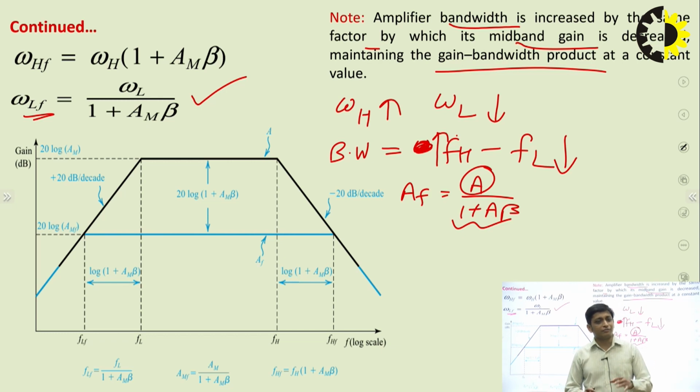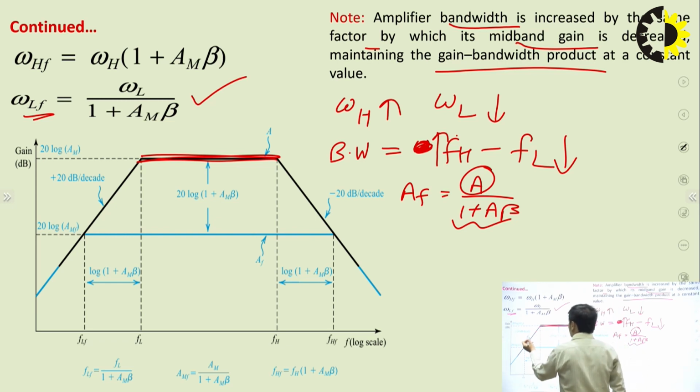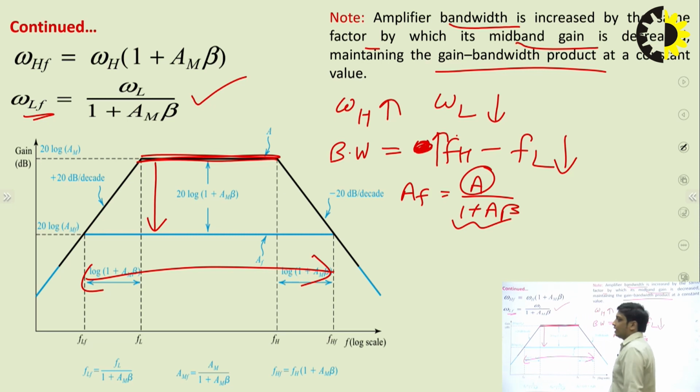If the gain is reduced, then in order to increase the gain, we can go for multi-stage amplifiers also. That is a different topic. From this graph you can see that earlier the gain was this one, and when we apply the negative feedback, the gain is reduced, but you can see that the bandwidth is increased. So overall the gain bandwidth product will be constant.